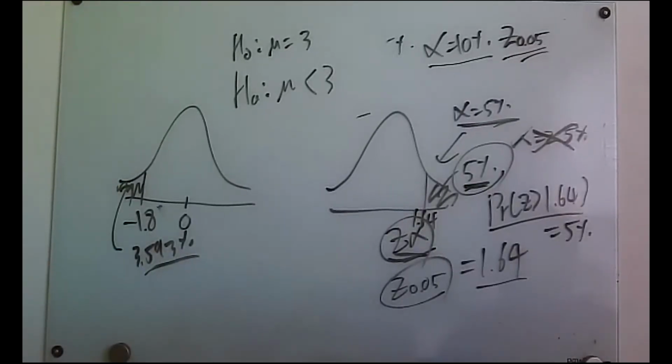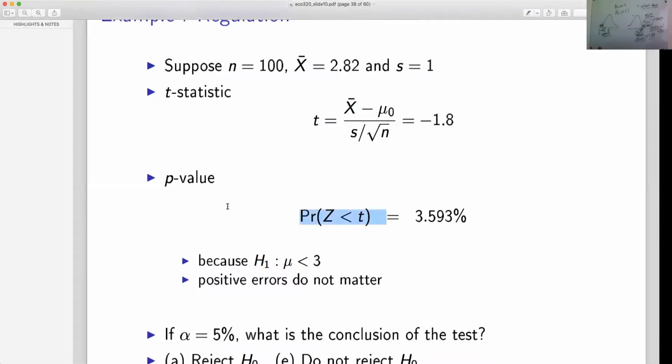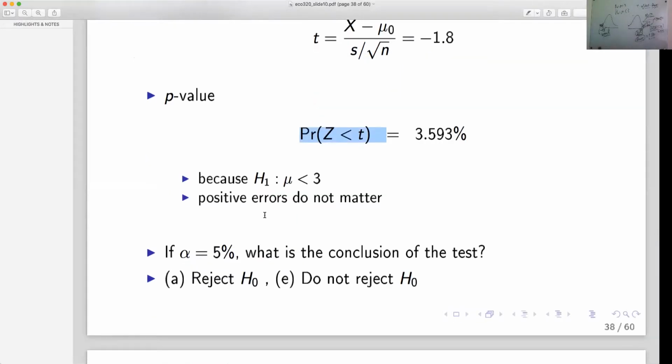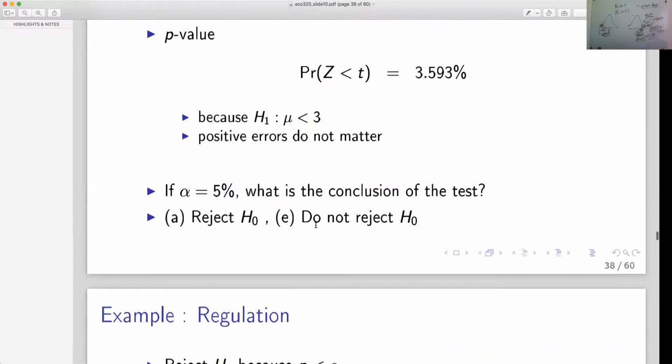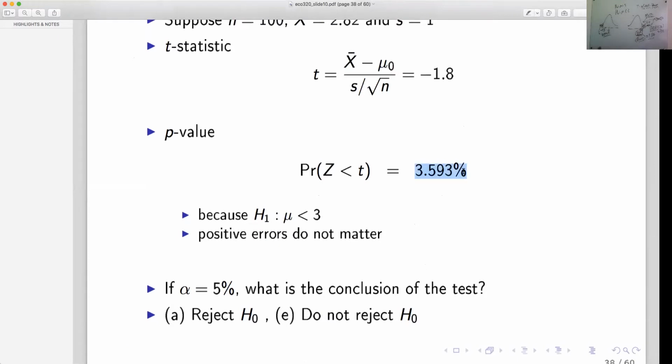Because of this, the positive error does not matter. So if alpha equals 5%, what is the conclusion of the test? Since the p-value is lower than alpha, you reject. Imagine you are looking at a two-sided test, then you need to multiply by 2, so it would have been 7 point something percent, which is greater than alpha equal 5%. So in a two-sided test, you don't reject, but in a one-sided test, you reject.